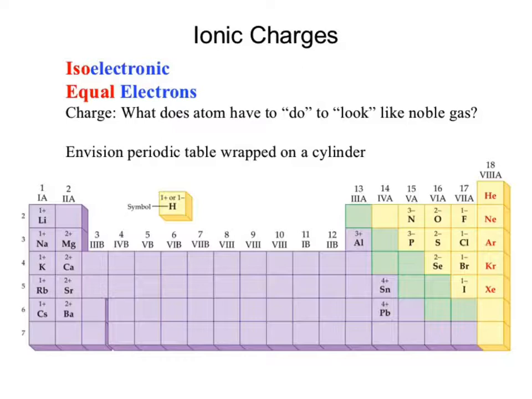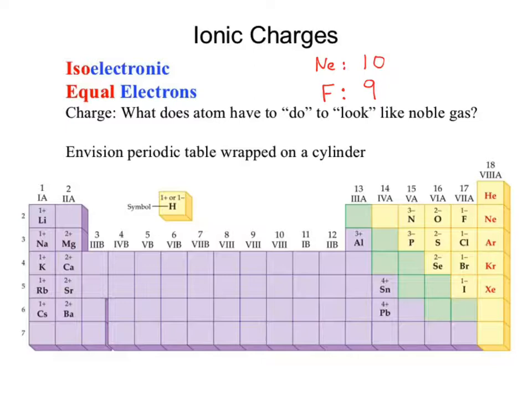Iso means equal or same. Electronic is referring to electrons. So when we're talking about isoelectronic, we're saying two atoms have the same electrons. That's it. So let's pick neon. How many electrons does neon have? Rhymes with pen. 10, thank you. How many electrons does fluorine have? Does not rhyme with 10. 9. See, I was right. Are those isoelectronic? No, why not? That's not the same number.